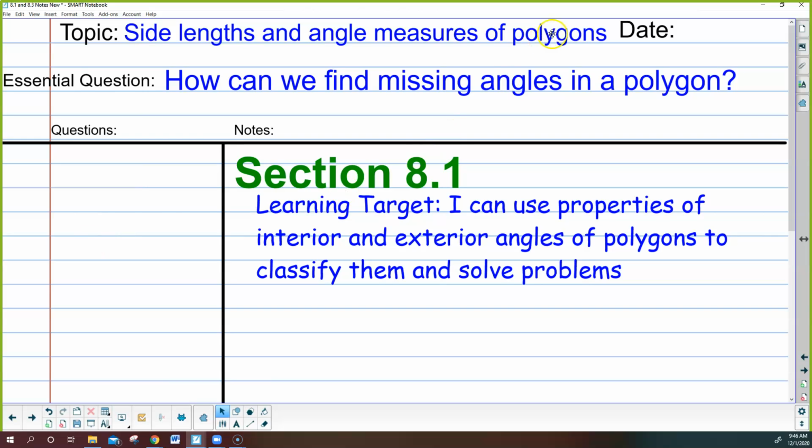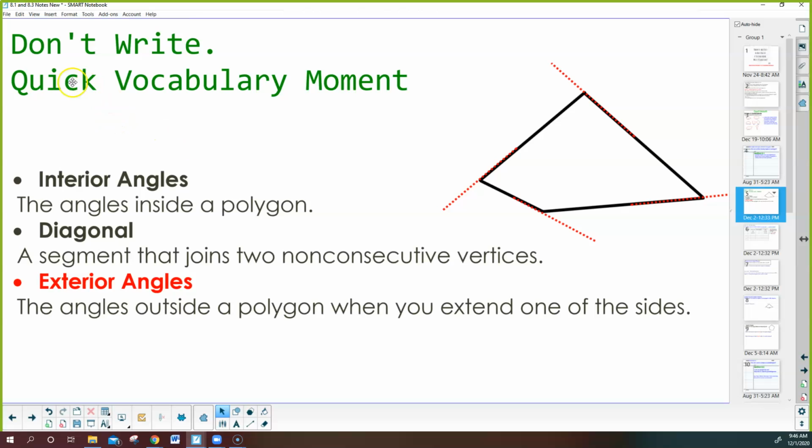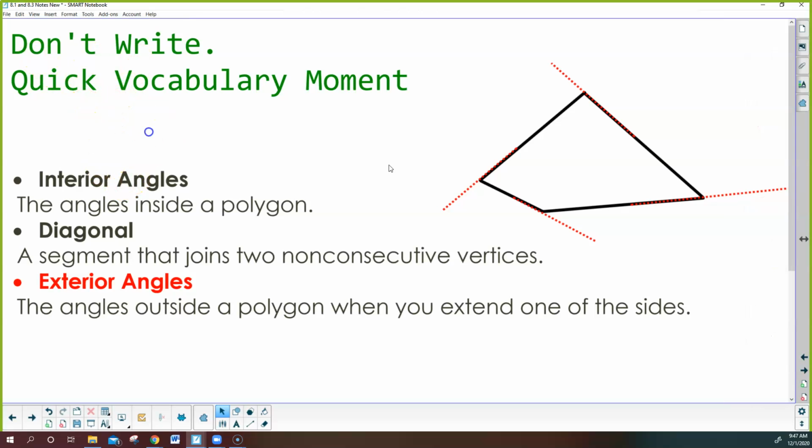Okay, so we're going to just review angles really quick and then explore and discover how we find the total sum of angles inside of a shape. All right, don't write this. This is a real quick vocabulary moment. We've talked about interior angles with triangles. So I just want you to remember when we say interior angles, these are the angles that are inside of a polygon. So in this specific shape, here are my interior angles.